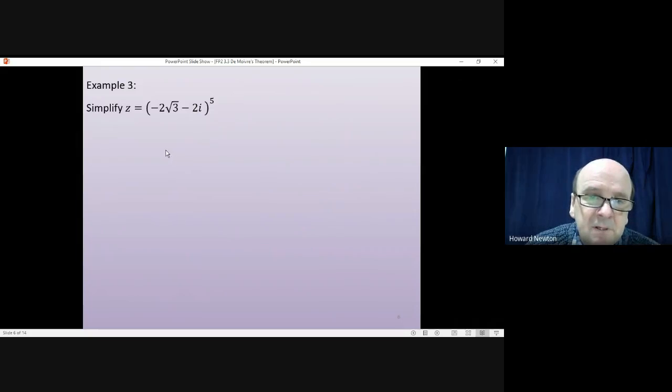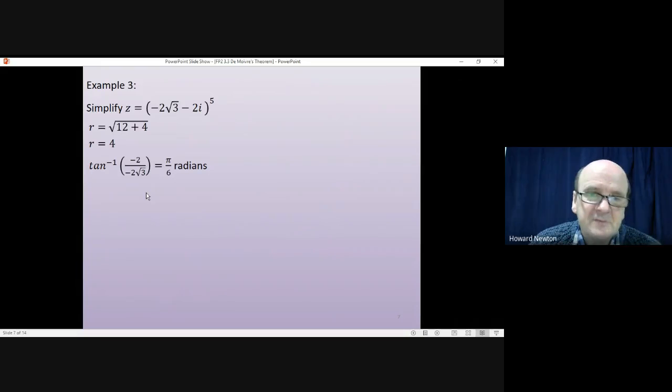Okay, let's have a look at this. No problems with r. R is the square root of 12 plus 4, which is root 16, which is 4. To find theta, we do inverse tangent of minus 2 divided by minus 2 root 3. And the calculator gives you pi by 6, but it's important to know where that pi by 6 is. And this time we really do need to draw an Argand diagram. And maybe it is safer always to draw one.